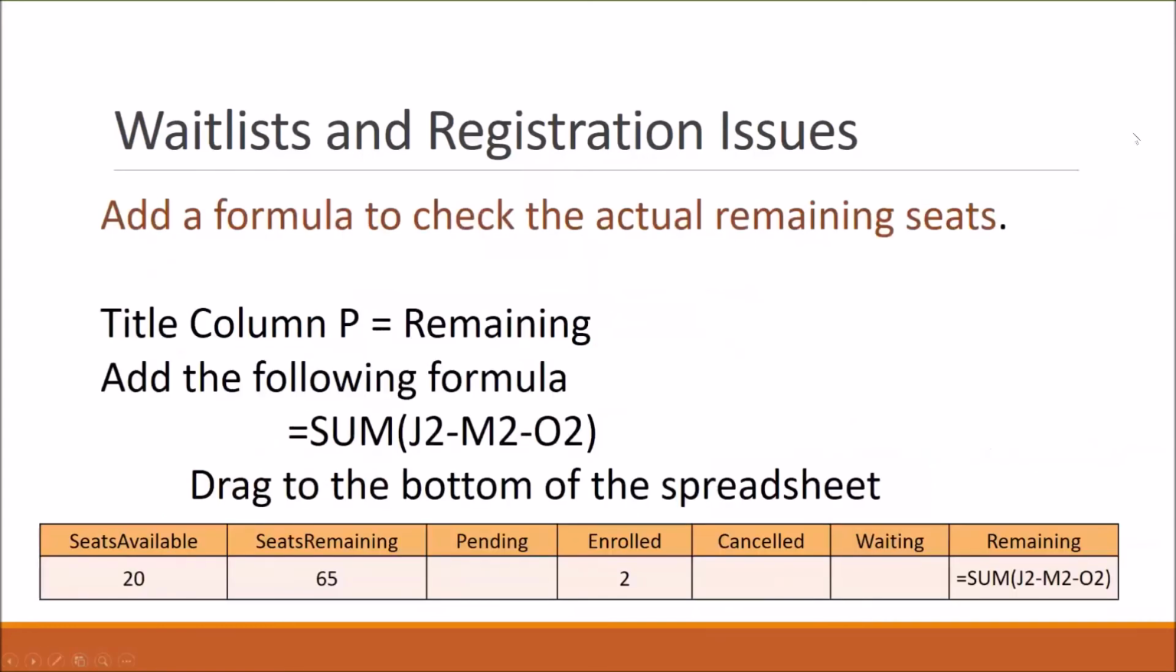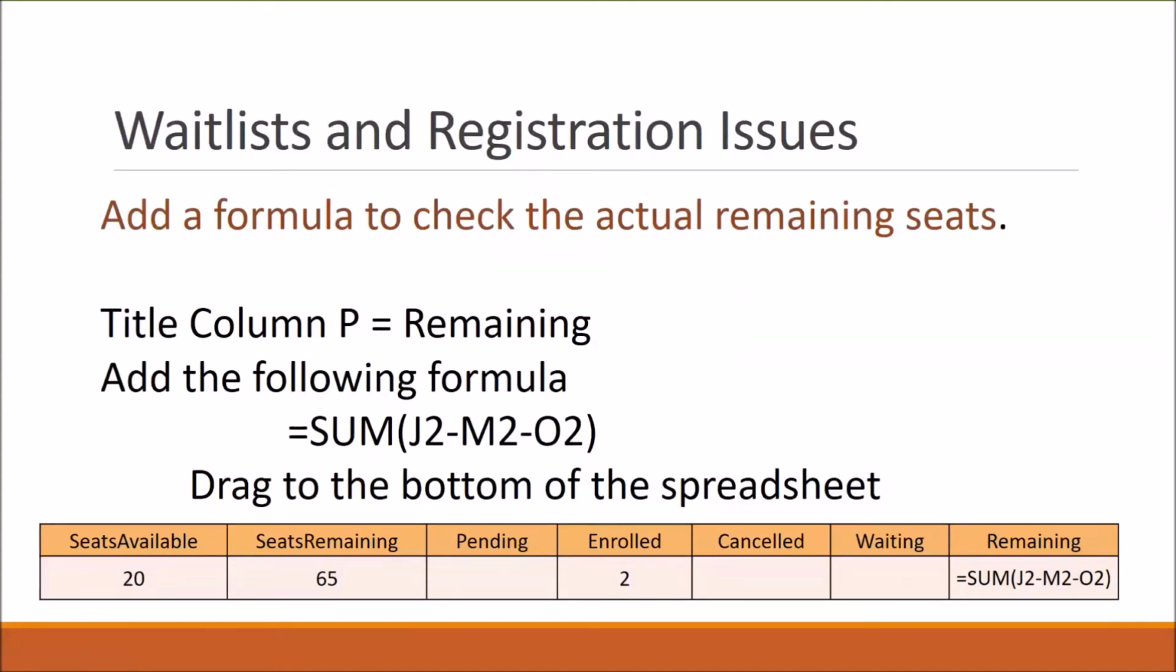All right. So the first thing I do in the P column, I add a new column and I title it remaining. And then I add a simple sum formula. So I'm going to add column J minus column M, which is the enrolled, minus column O, which is the waiting, and I'm going to get a total. And this will be my new remaining total. And then I'm going to drag that formula to the bottom of the sheet so it does it in all the columns. So that's the first thing I do.